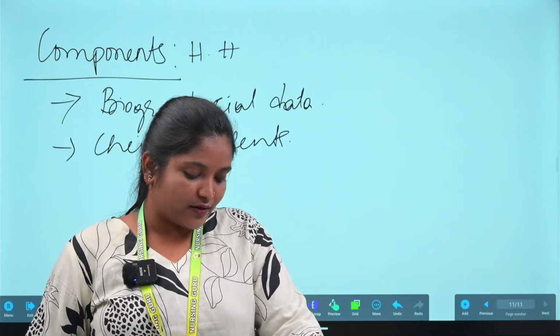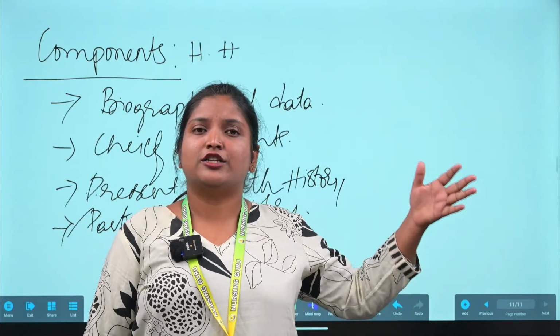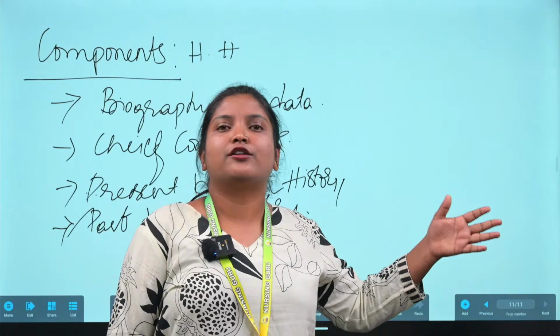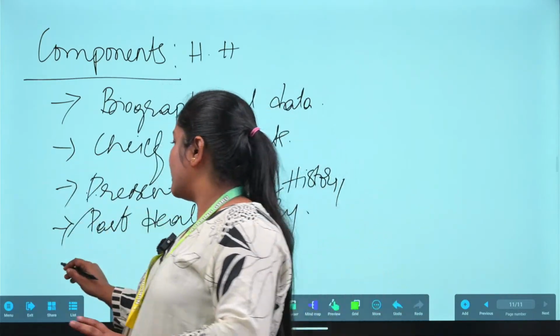The next one is the history of present illness, where you collect a lot of information related to his past health history. The next one is family history.